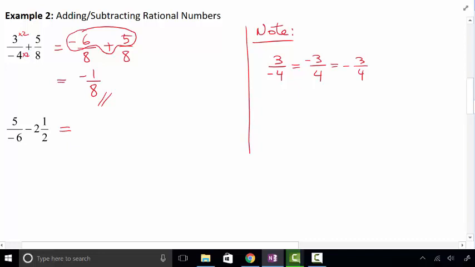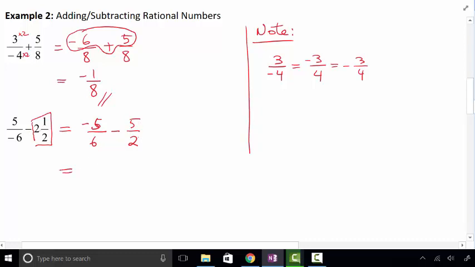So again, push the negatives to the top, so you're going to get negative 5 over 6, and this is going to be negative, again, 2 times 2 is 4 plus 1. That is 5 over 2. Remember, when you're converting into a mixed number, you're not looking at that negative, okay? So it's going to be 2 times 2, which is positive 4 plus 1, which is 5. But again, that's negative 5 over 2 then.